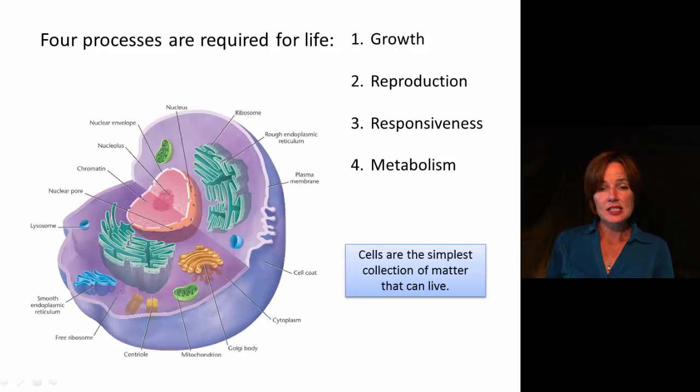So with that in mind, the cell is considered to be the simplest structure of matter that can live. So it's able to do all of these 4 functions that we've listed here. It can grow, it can reproduce, respond, and then it can also run metabolic reactions. So this is a look at the cell here. You can see there's a lot of different parts and pieces to the cell, and we're now going to begin our investigation of those different parts.